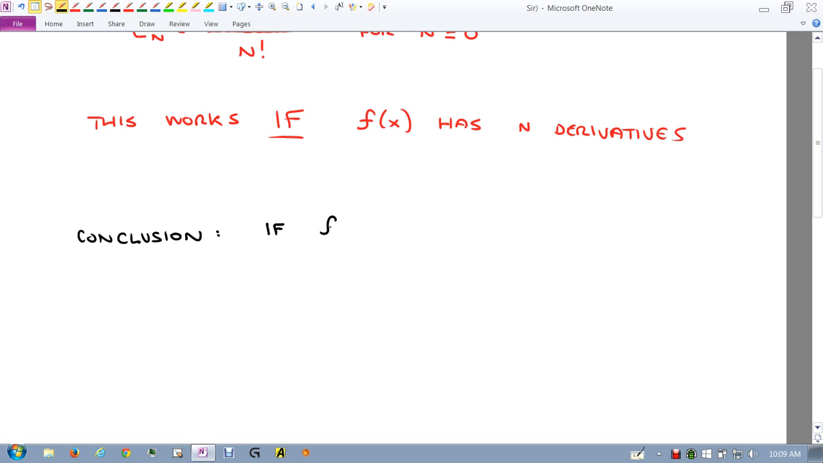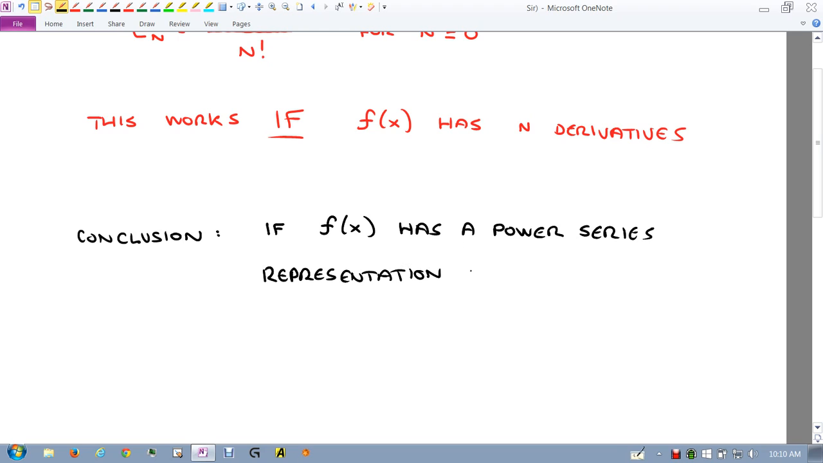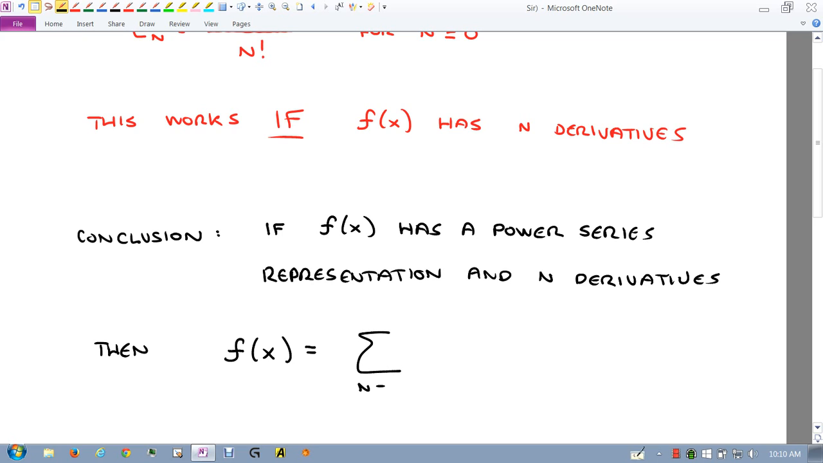If f of x has a power series representation and n derivatives, then f of x can be written as the sum n equals 0 to infinity, x minus a to the n out here.